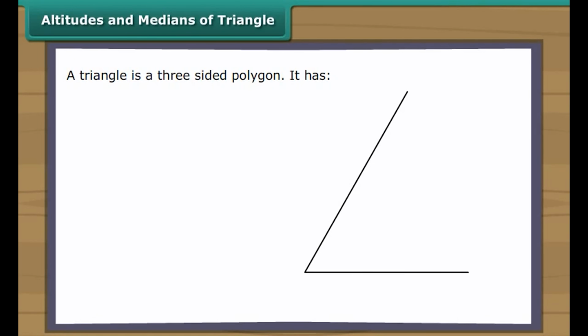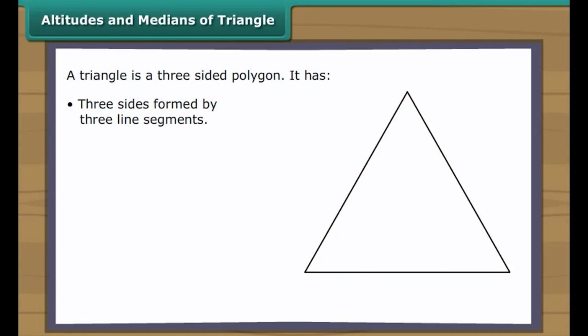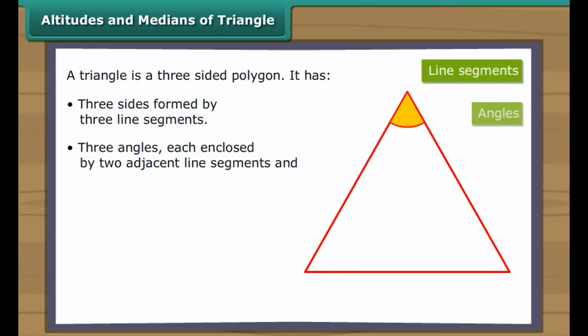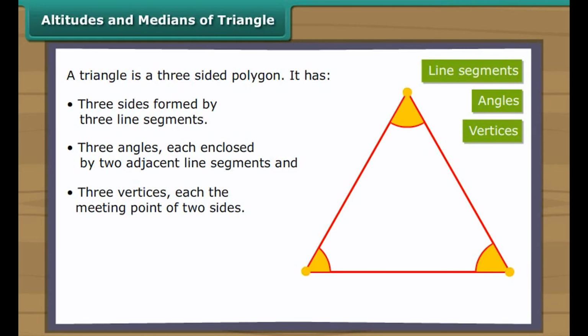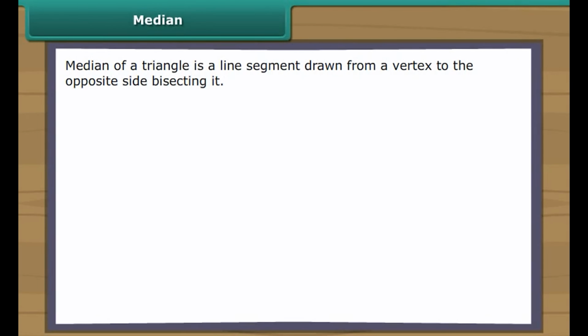A triangle is a three-sided polygon. It has three sides formed by three line segments, three angles each enclosed by two adjacent line segments, and three vertices, each the meeting point of two sides. A triangle also has medians and altitudes. Median. Median of a triangle is a line segment drawn from a vertex to the opposite side, bisecting it.